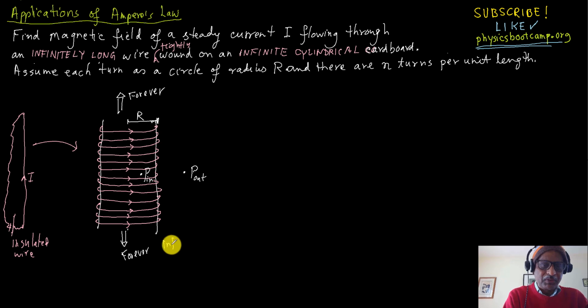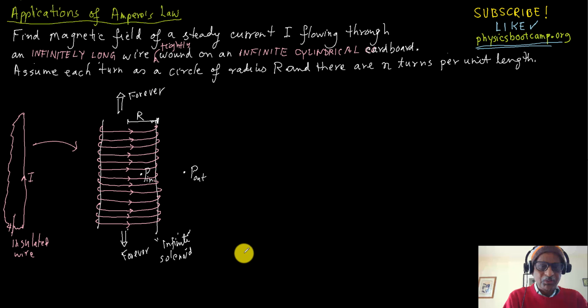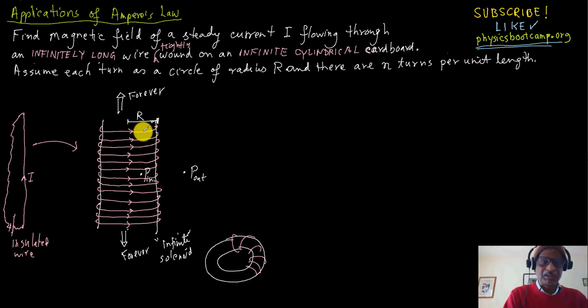Infinite solenoid. There are other solenoids which you can curl around, so it's not going forever that way. You could have a solenoid that you wind like that and go in here in a torus. We'll do this problem later, but this one is an infinite solenoid. It's easier to do. It still has a lot of learning value in there.